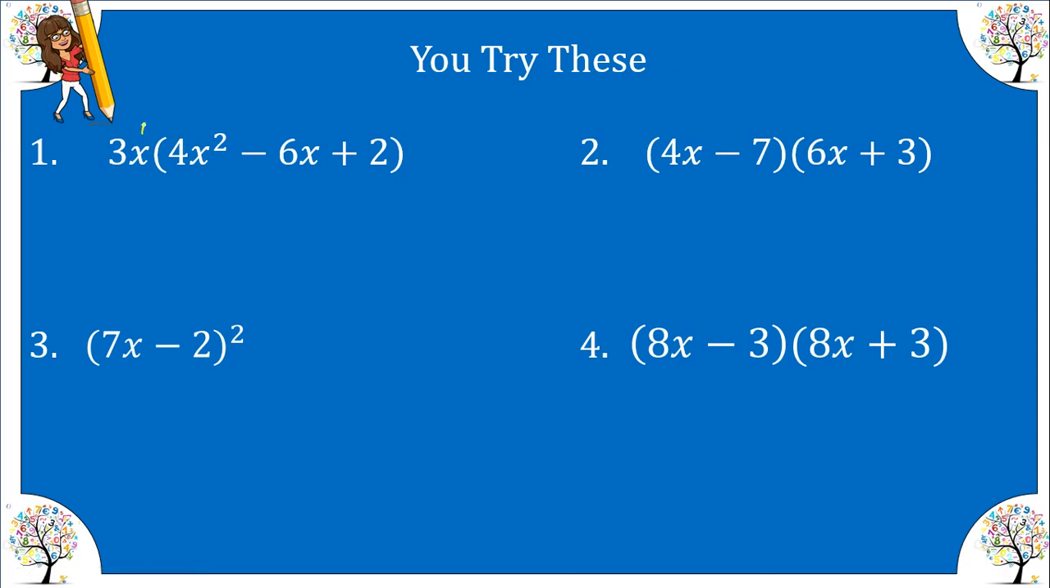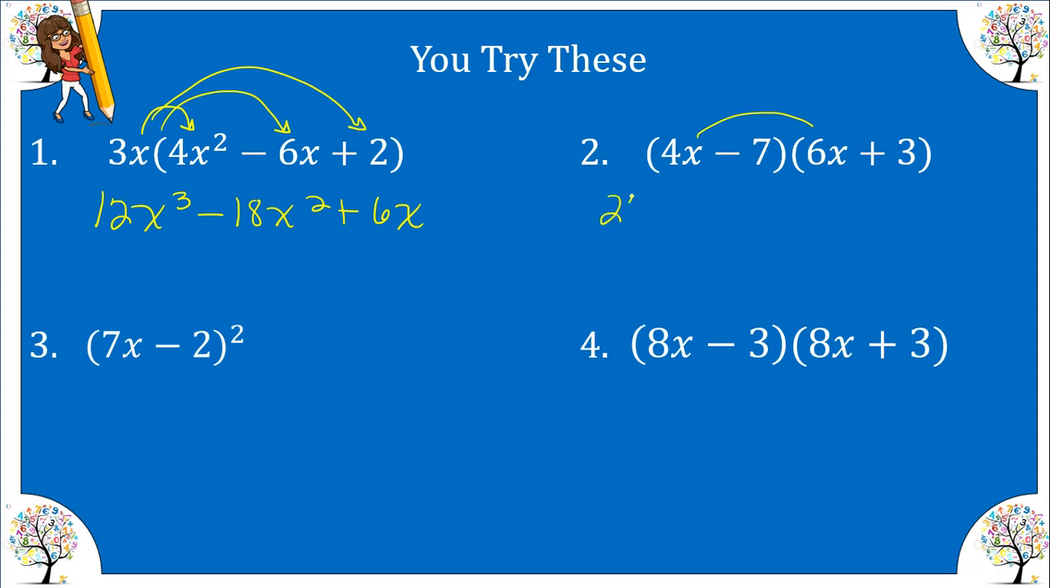Okay, so we have this monomial times this trinomial, so we get 3x times 4x squared, 12x to the third, minus 18x squared, plus 6x. So we have a cubic trinomial. Here we have a binomial times a binomial.